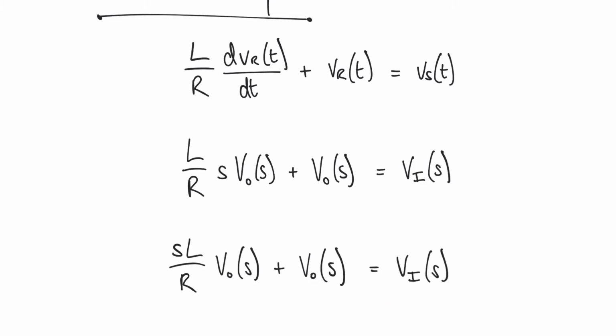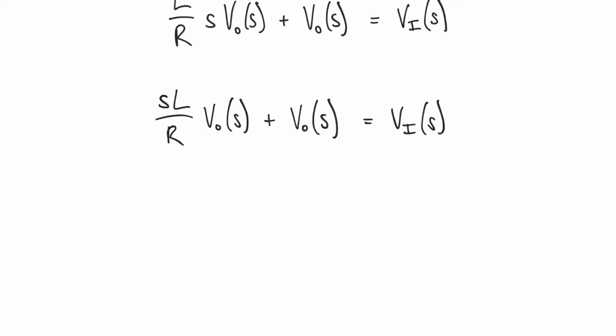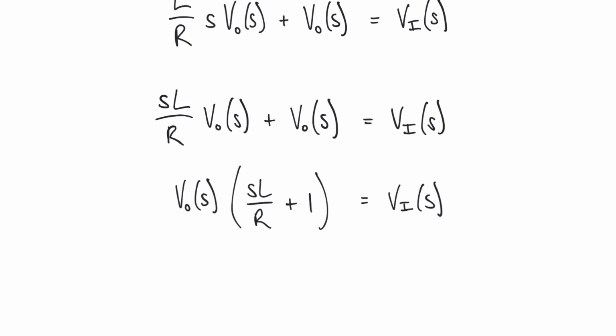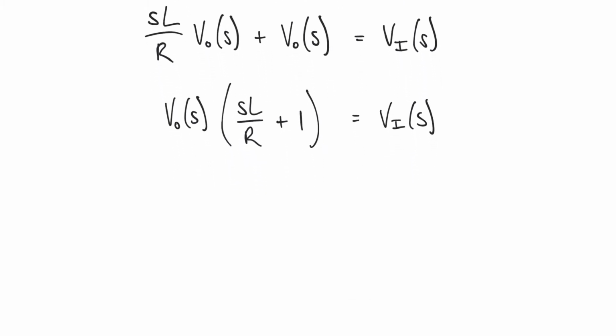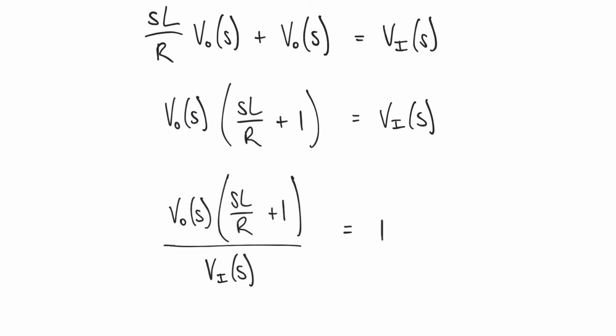And again, we can factorize this a little bit. We can take VO out as a factor here, and we get something like this. We have VO of S multiplied by, in brackets, SL over R plus 1 being equal to VI of S. And so again, the transfer function is simply a case of rearranging this into the form of VO over VI, output over input. And in this case, we can divide both sides by VI.